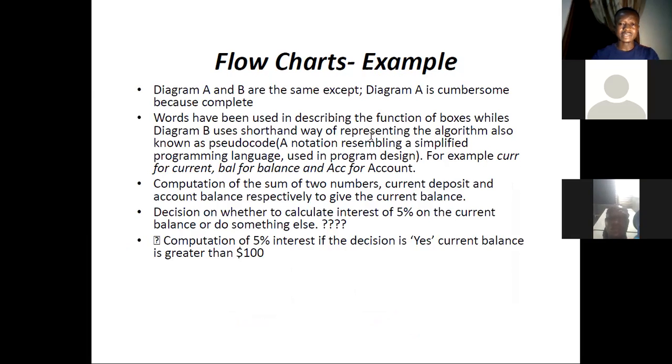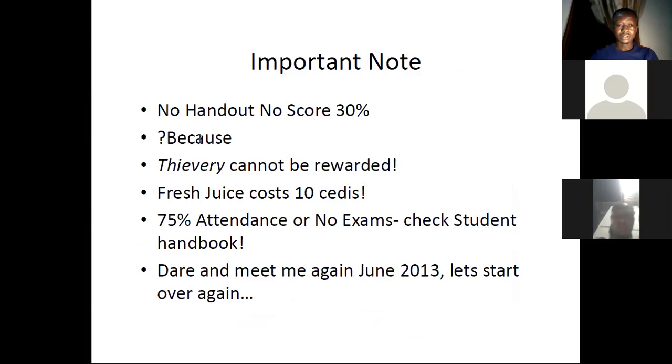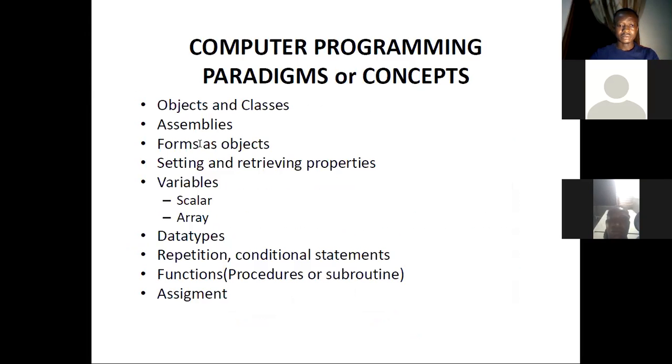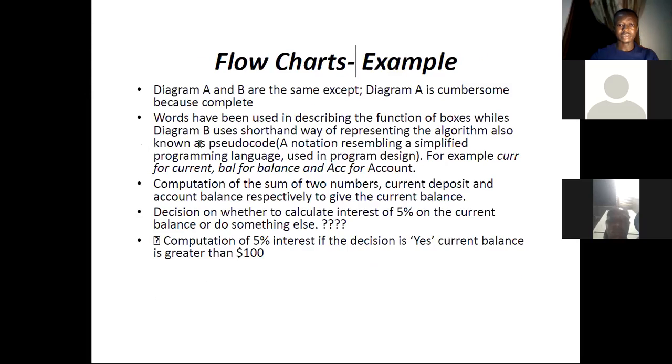So flowcharts. Which one is this one? Maybe I may not be even interested in it. Okay, diagram A and B. Let me see if I have a diagram. How do we come back to this? I think we are missing something here. Let's see if there's something interesting here we can actually do. Computation of sum of two numbers. Let's keep all this. It's a repetition of what I've already talked about.